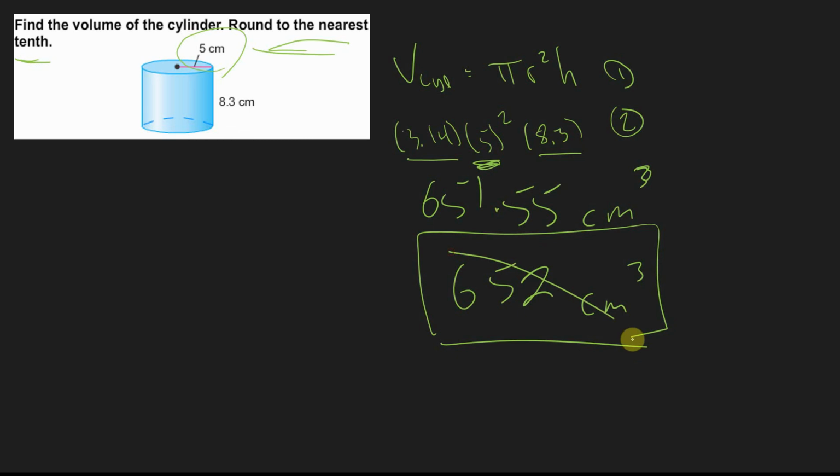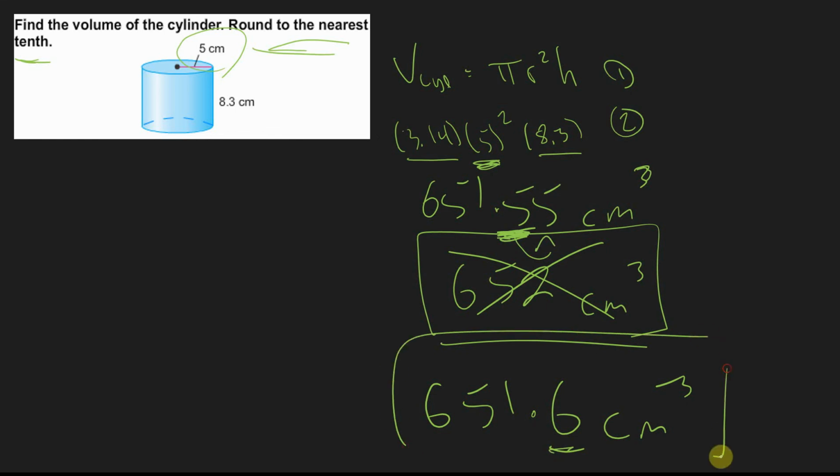So what I'm going to do is I'm actually going to cross this out because instead I want to round to this decimal place right here. So my final answer is going to be 651.6 cubic centimeters. Now again, why is that a 6 and not a 5? Because the very next number is 5 or greater. So I'm going to round this up, and that's my final answer.